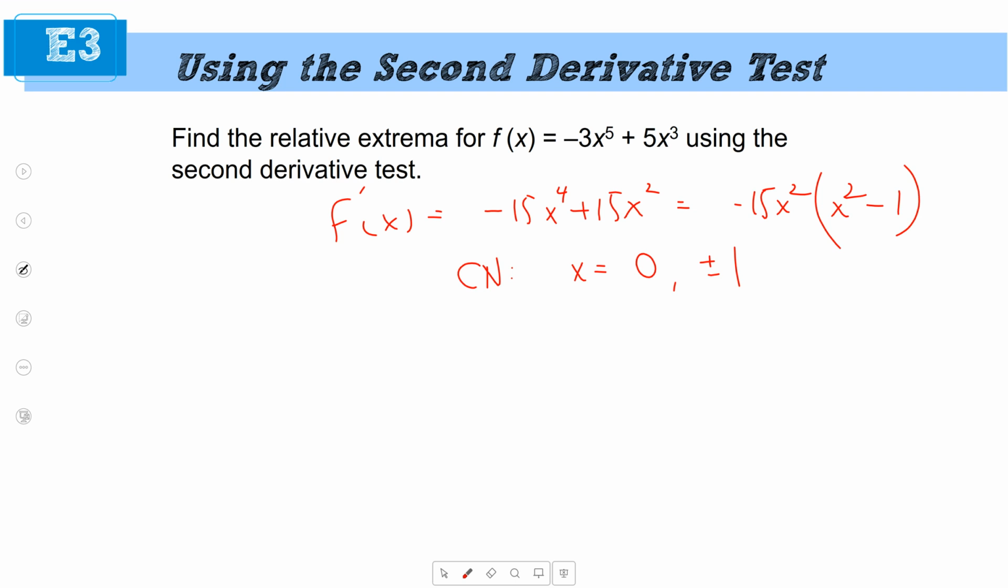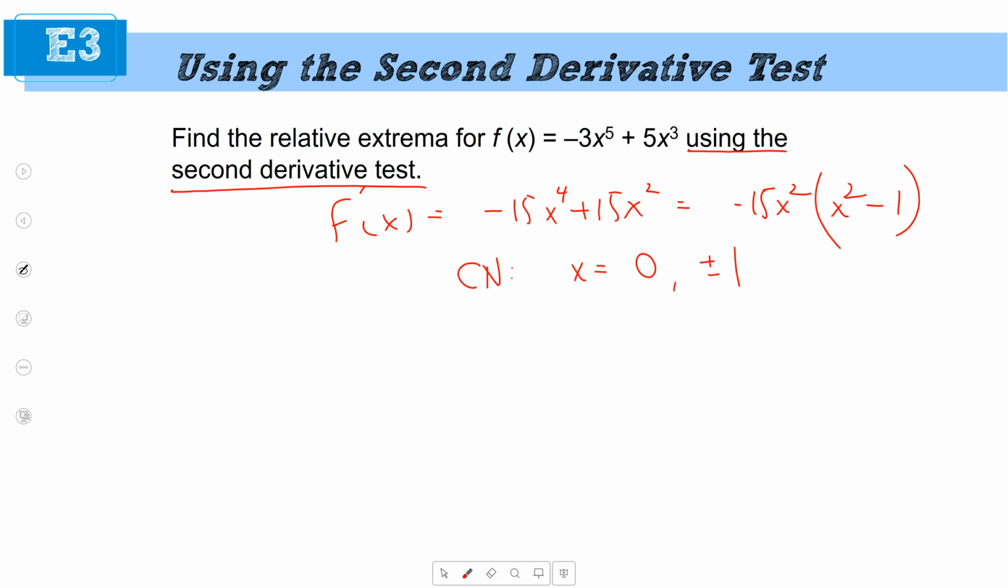Now, what most of you will do is use the first derivative test. Put those numbers on a number line, test regions by plugging in the first derivative, find out if they're positive or negative, which would be increasing or decreasing, and you're done. But it's this little catch right here, using the second derivative test.